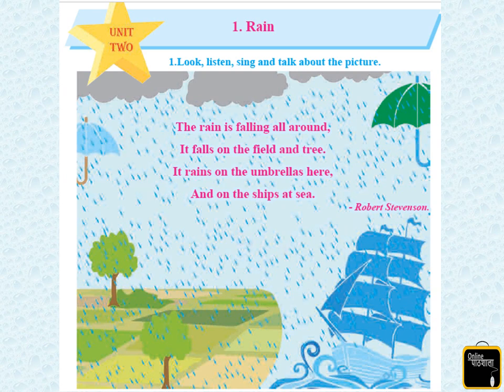The rain is falling all around. It falls on the field and tree. It rains on the umbrellas here and on the ship at sea, by Robert Stevenson. Students, Sir Robert wants to tell us the rain is falling all around. It falls on the field and tree. Let's understand the meaning of the first two lines.